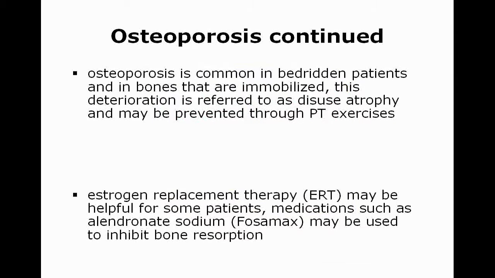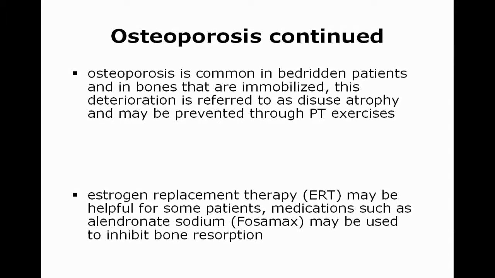It's also more common in people who are not using their bones and muscles. In bedridden patients, in bones that are immobilized, deterioration occurs and is referred to as disuse atrophy. Atrophy of the bones because of disuse, but it's still a form of osteopenia, which is osteoporosis. And physical therapy, that's the key as far as keeping those bedridden patients from developing the osteoporosis. Also diet, the calcium, the vitamin D.